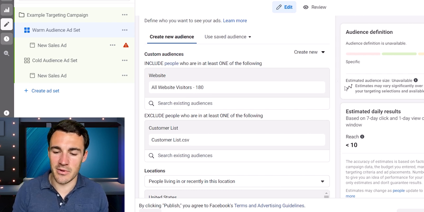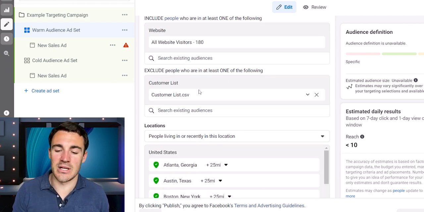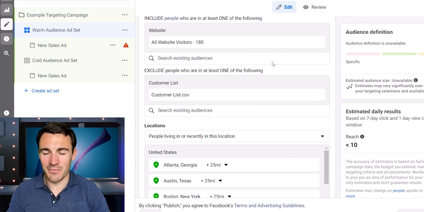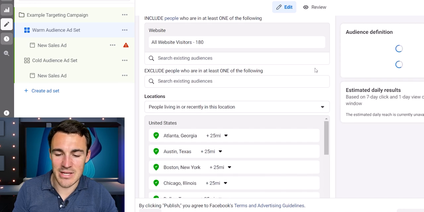I like to go with the maximum of 180 days. Again, they're excluding the customer list in this one. They wanted to advertise to people who have visited the website, but not people who have bought. I'd get rid of that for the exact same reasons as I talked about.